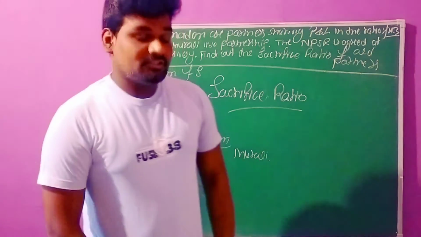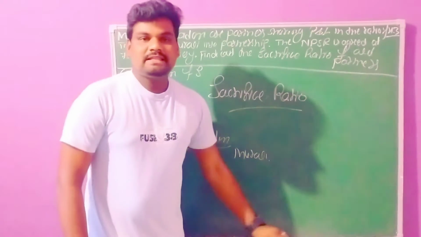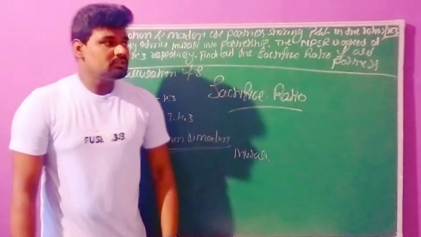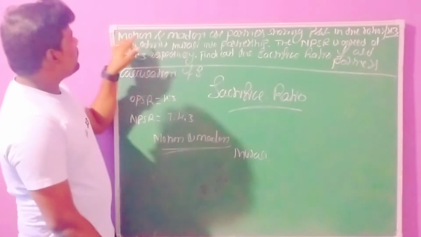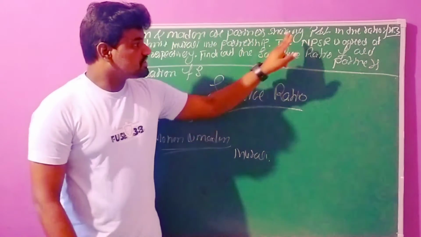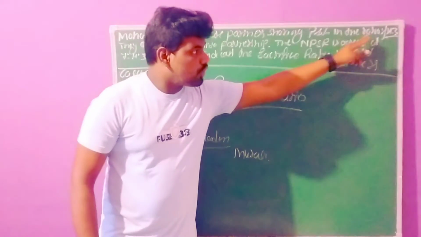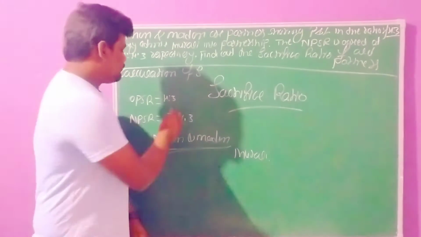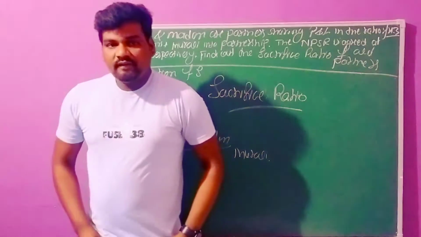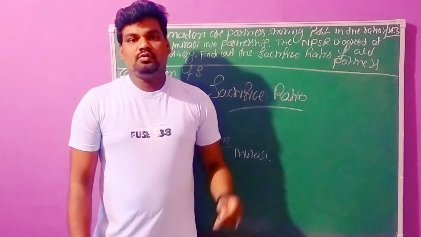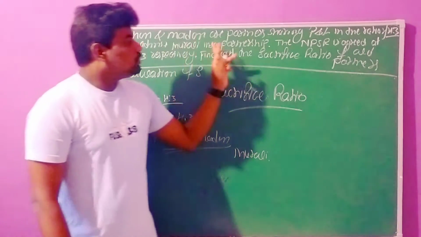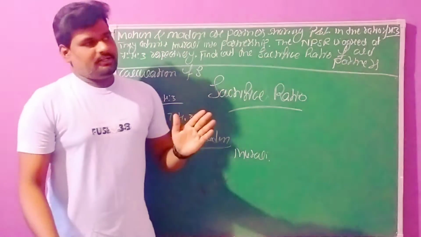Hi everyone. So in this session, we will solve one more question related to sacrifice ratio. The question: Mohan and Madan are partners sharing profits and losses in the ratio of 4:3. So this 4:3 is the profit sharing ratio when the business organization has only two partners. They admit Murali into partnership.